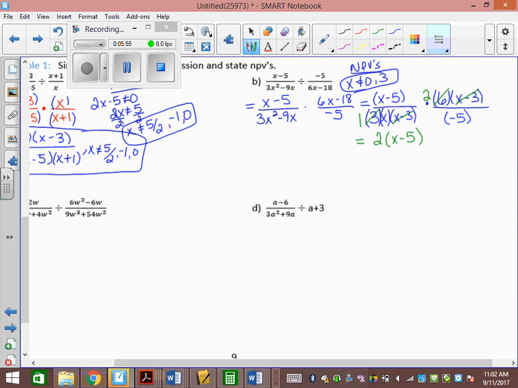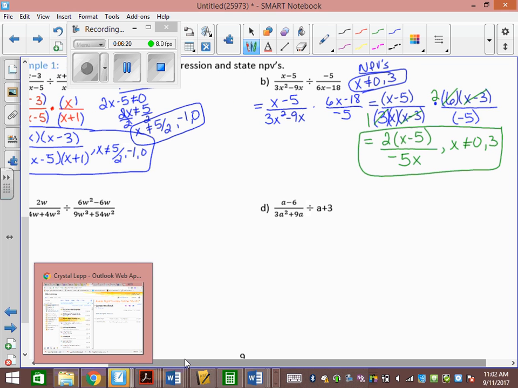No. What are they? What's happening to them? They're being multiplied. So negative 5x. Or if you put x in brackets times negative 5, that's the same thing. Okay, you'd still get marks. X cannot equal 0 and 3. Okay?